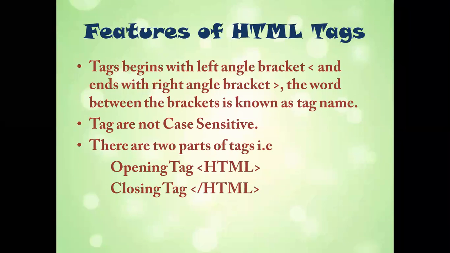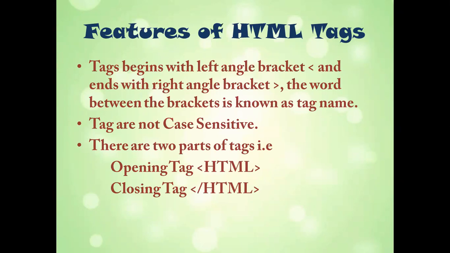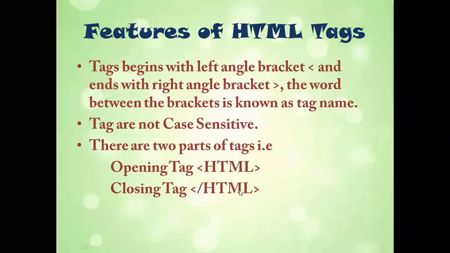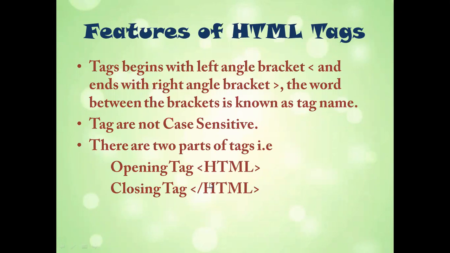Third, tags have two different parts: one is the opening tag and one is the closing tag. This is how an opening tag looks. Here we are writing HTML in between a left angle bracket and a right angle bracket. In the closing tag, we write it in the same way, but we also put a forward slash before the tag name. So if we put a forward slash, it becomes a closing tag. These are the two parts of tags: opening tag and closing tag.